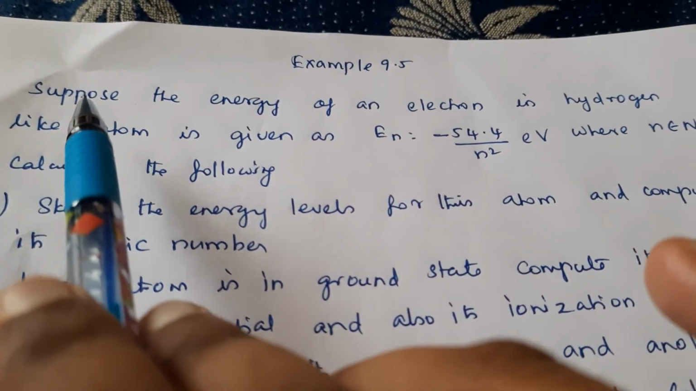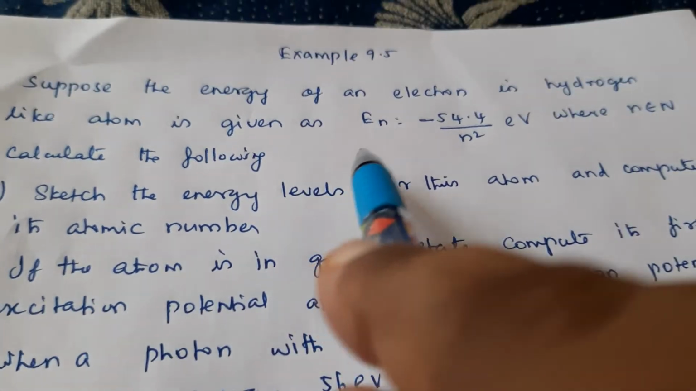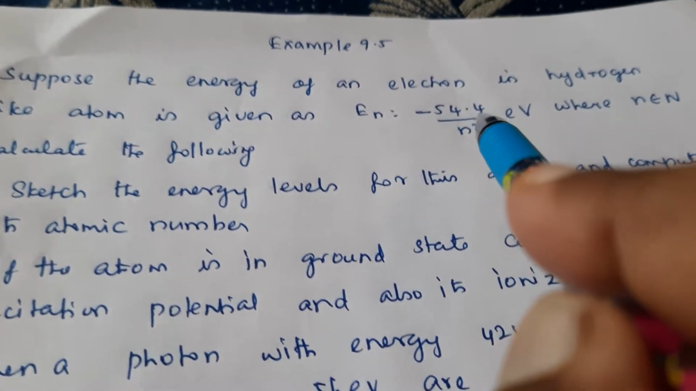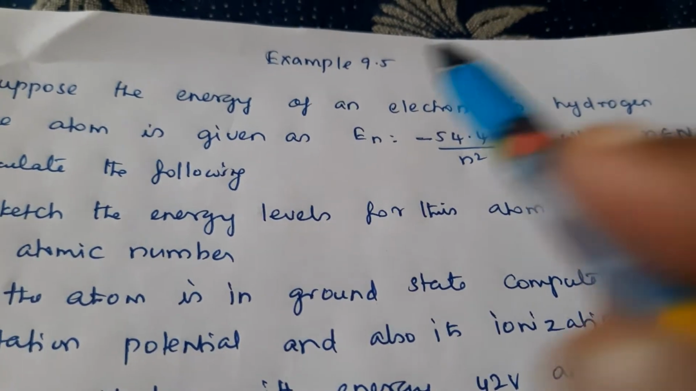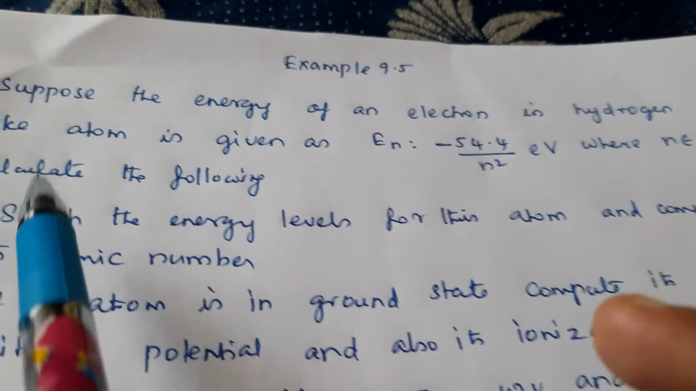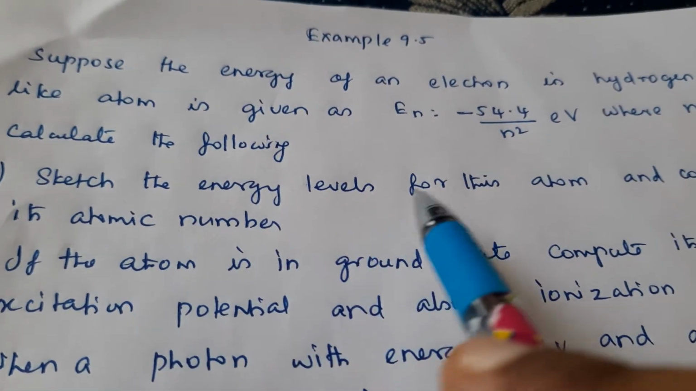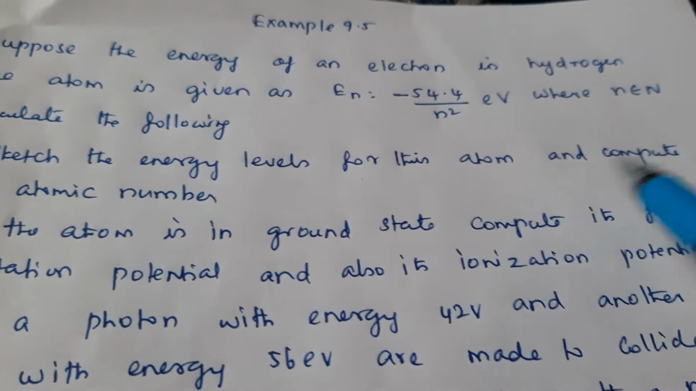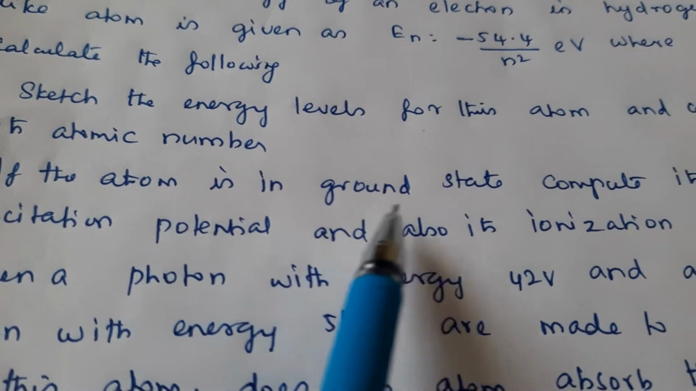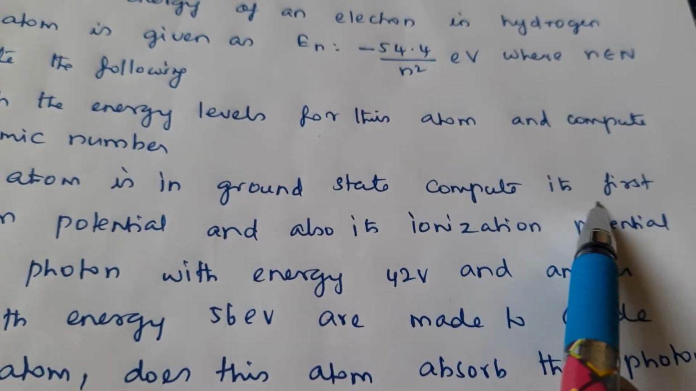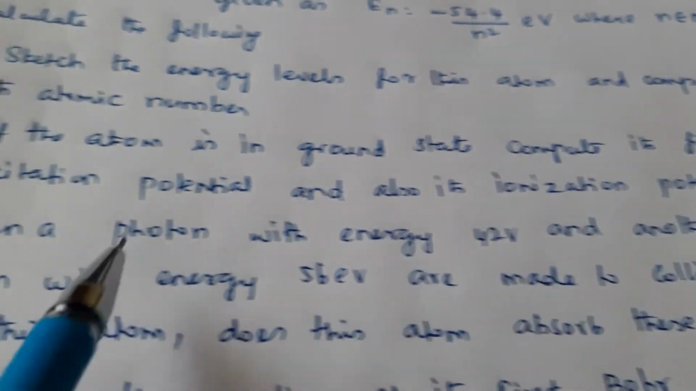Example 9.5. Suppose the energy of an electron in a hydrogen-like atom is given as En = -54.4/n² electron volt, where n is an element of natural numbers. Calculate the following. A. Sketch the energy levels for this atom and compute the atomic number. B. If the atom is in ground state, compute its first excitation potential and also its ionization potential.